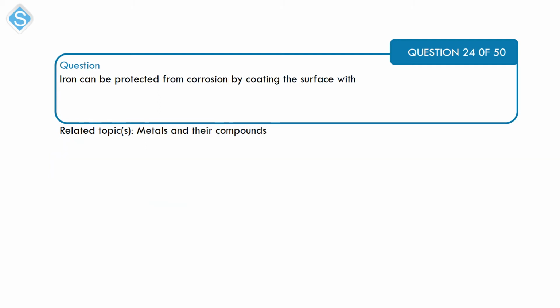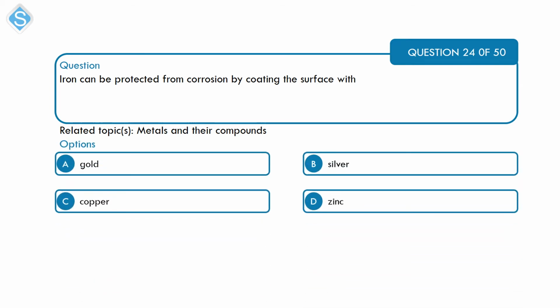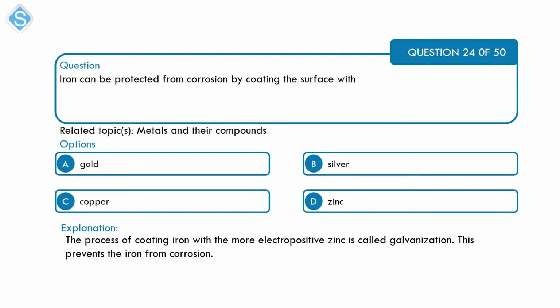Okay, this is a question on metals and their compounds. Iron can be protected from corrosion, that is from rusting, by coating the surface with: A, gold; B, silver; C, copper; and D, zinc. Okay, so the correct option here is option D, that is zinc.